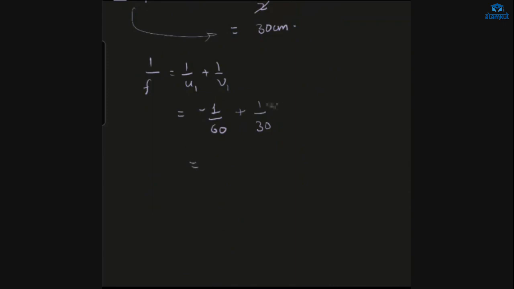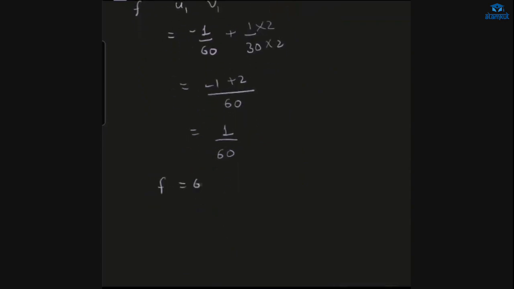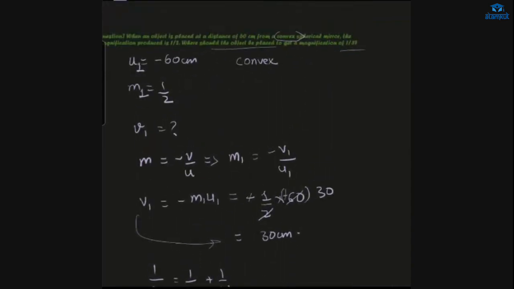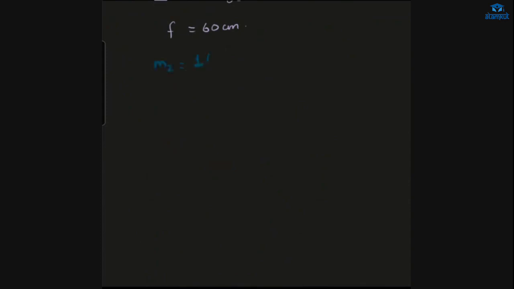Now taking the LCM of 60 and 30, we get 60. So minus 1 plus 2 upon 60 will be 1 by 60, which means f will be 60 centimeter. f has come out to be 60 centimeter. Now we have to find where the object should be placed to get a magnification of 1 by 3. m2 is given as 1 by 3.